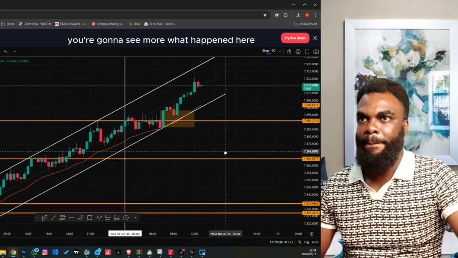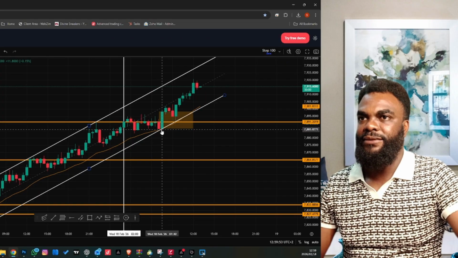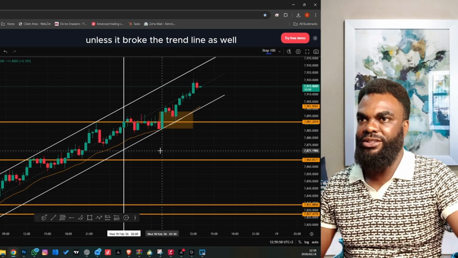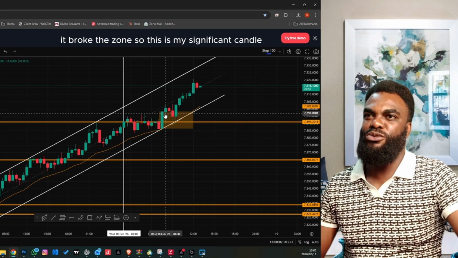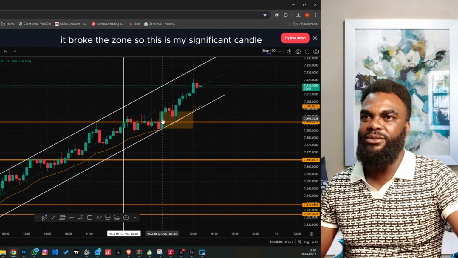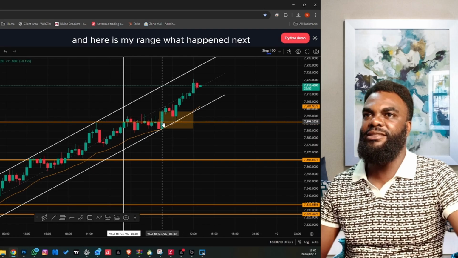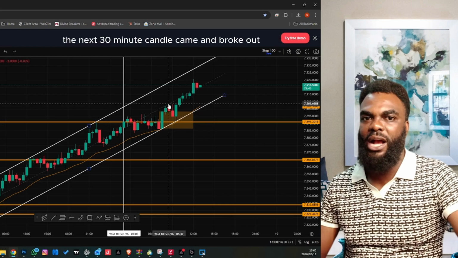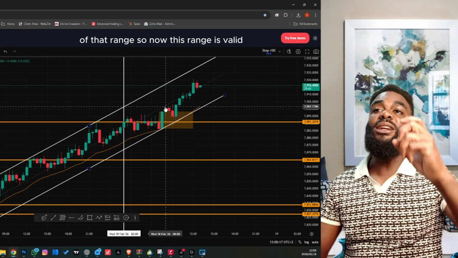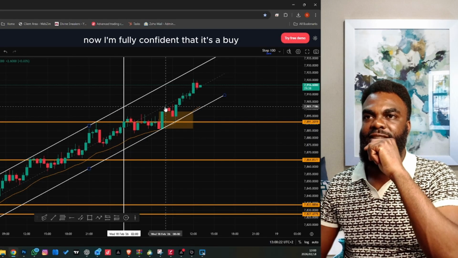What happened here? The price came and reacted on a trend line. I was not going to take a sell unless it broke the trend line as well. But it reacted from the trend line, it broke the zone. So this is my significant candle, and it's a buy significant range. And here is my range. What happened next? The next 30-minute candle came and broke out of that range. So now this range is valid. Now I'm fully confident that it's a buy.